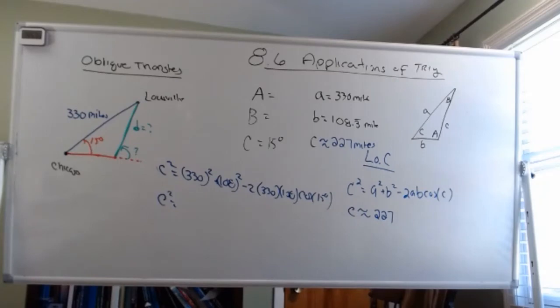Minus 2 times 330 times 108.23. 1, 2, 3, 4, 5, 6. Keep it consistent, times the cosine of the angle across from them. And I get 51,572. So I take the square root of that. 51,572.41467. I get 227.